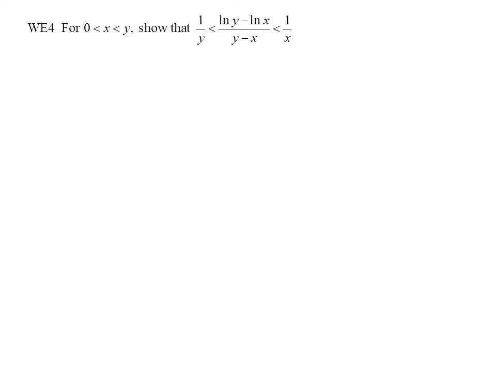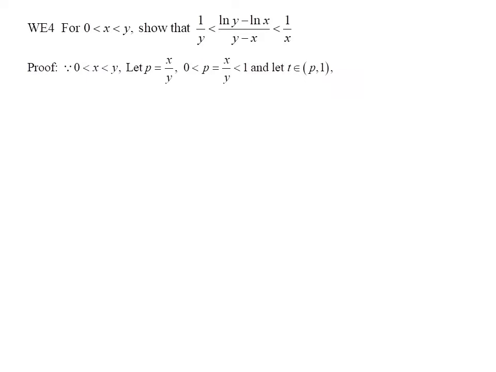Example 4 is to use the average value theorem to prove the inequalities of 1 over y is less than ln of y minus ln of x, all over y minus x, which is less than 1 over x, given that x is greater than 0 but less than y. To prove these two inequalities, we need to construct functions such as x over y and y over x respectively.